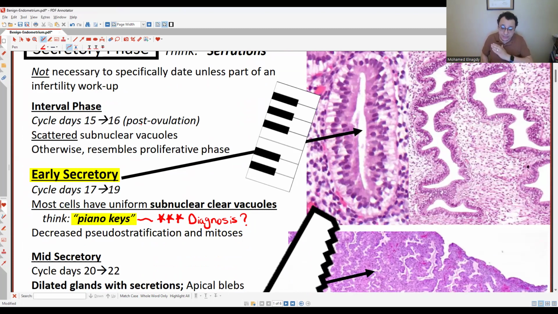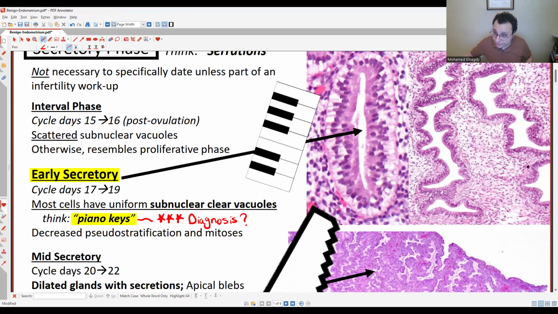Early secretory is a board favorite for some reason. It's extremely boardable, abused in Q-banks. As you see, it's a 3-star diagnosis. I didn't see any Q-bank not asking about this thing, which is the early secretory phase. Here, the glands start to dilate.